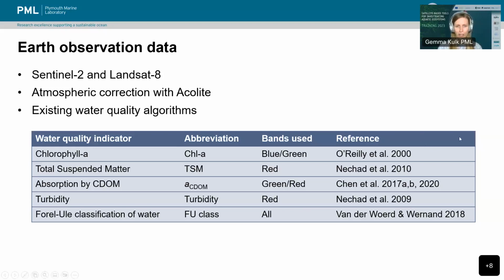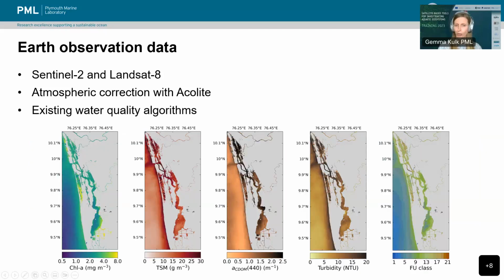And so just to give you an example of what the data look like, the maps show the application of the algorithms to the processed satellite data, with examples of the 5 water quality indicators. So from left to right: chlorophyll A, total suspended matter, the absorption by colored dissolved organic matter, turbidity, and the FU classification of water color.